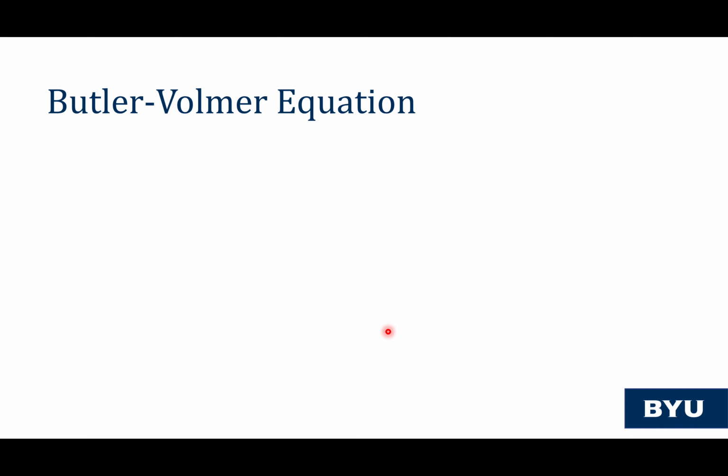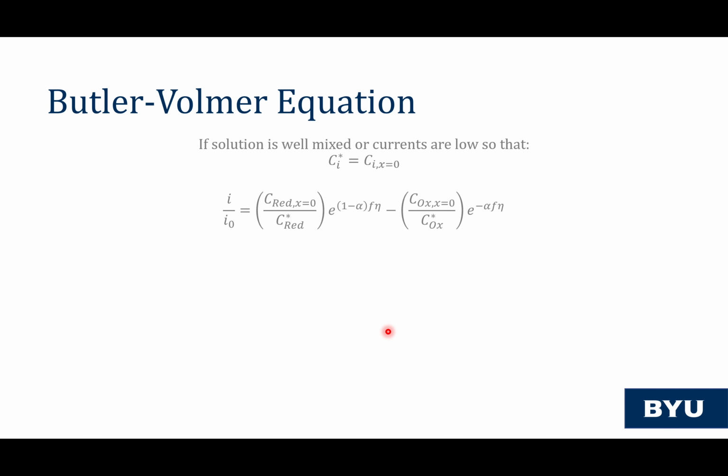So let's talk about a few special circumstances. What if we have a very well mixed solution or currents that are very low? What will turn out in this case is that our bulk concentrations will be equal to our surface concentrations. Okay, so let's assume that this has happened. We're going to take our current overpotential equation, and the concentration ratios cancel out, right? They become equal to 1.